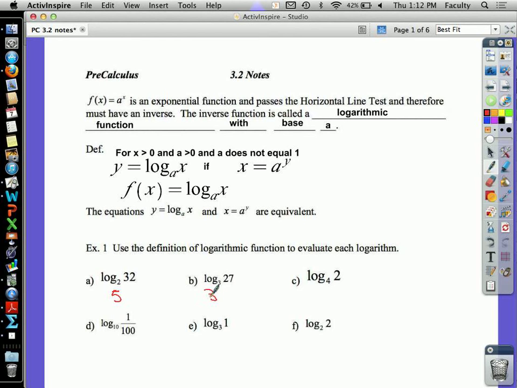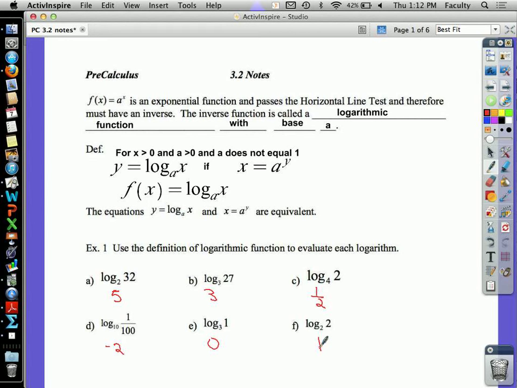3, okay? Now in C, this might exert a little bit more brain power, the log of 2 base 4. Good job, it's really a square root. And to do the square root, that's the 1/2 power. All right, how about D? The log of 1/100 base 10. Negative 2. All right, Adam's on fire. All right, letter E. Log 1 base 3. 0. And the last one, log 2 base 2. 1, because 2 to the 1.